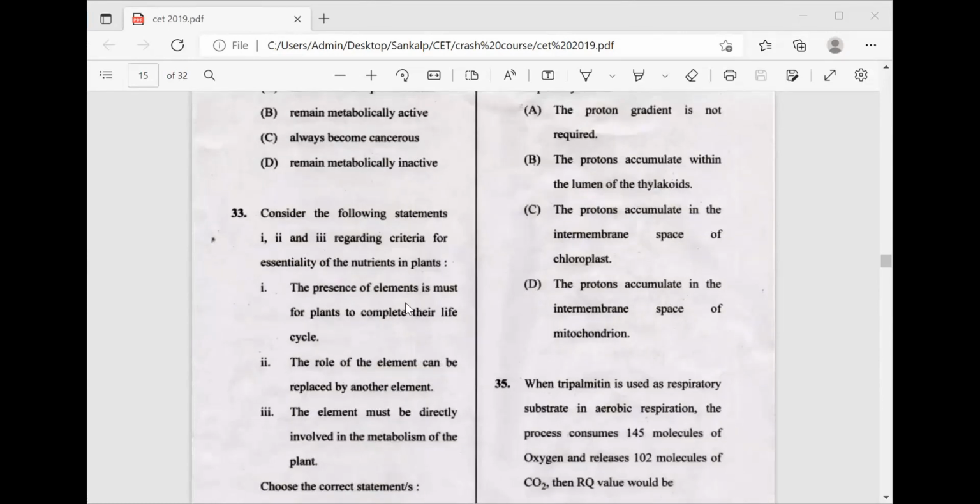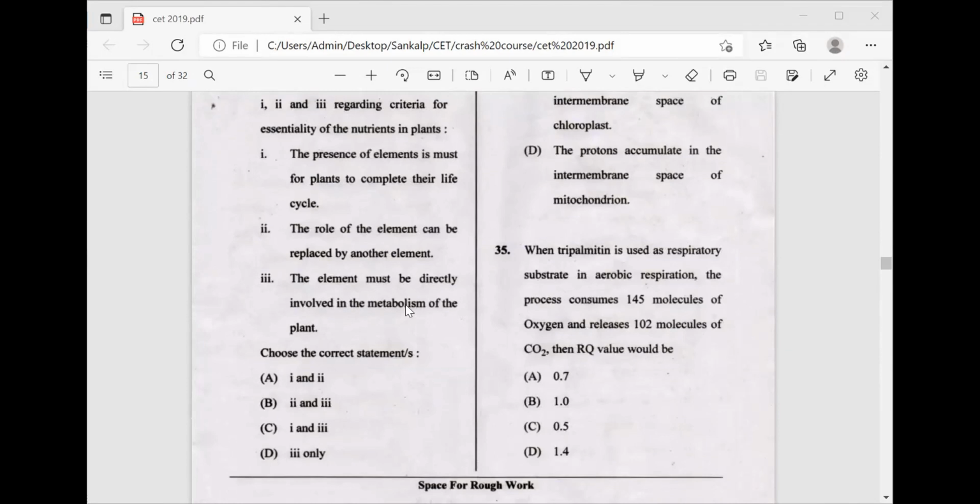Consider the following statements 1, 2, and 3 regarding criteria for essentiality of nutrients in plants and choose the correct statements. The first statement, the presence of the element is a must for plants to complete their life cycle. Second statement, the role of the element can be replaced by another element. Third statement, the element must be directly involved in the metabolism of the plant. So choose the correct statements among 1, 2, and 3. Option A 1 and 2, option B 2 and 3, option C 1 and 3, option D 3 only.